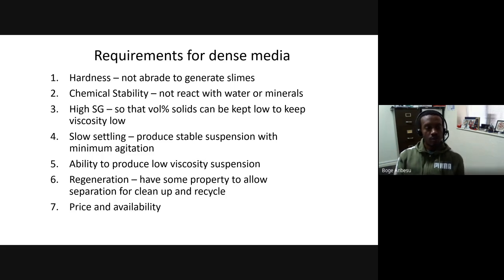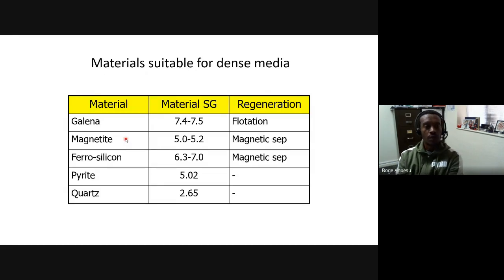Okay, so some of the other considerations are you should also be able to regenerate those particles somehow. For example, if I'm using pyrite to make up the media, then I should have a way of regenerating the pyrite after using it for sink and float. Because, for example, you could use something like flotation, recover the pyrite and use it to make up more media, and that media can be used for separation. So there are a number of considerations, but these are just some of the things that you should consider when deciding what type of particle you use for making up dense media.